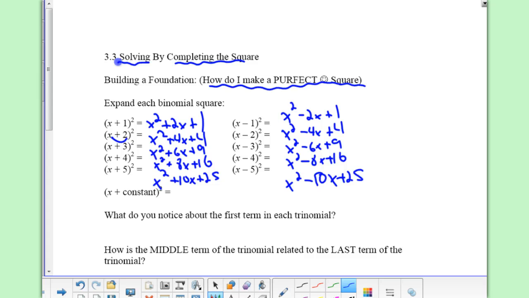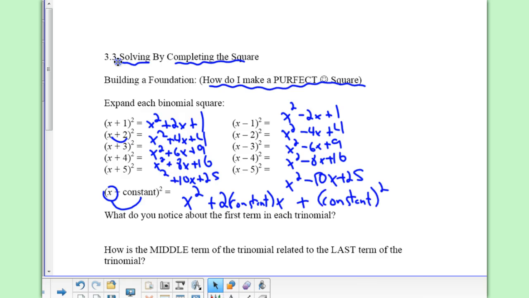So in general, what do we get when we have x plus a constant, squared? Well, we square the first term and we get x squared. We multiply x times the constant and double it, so that would be 2 times the constant times x, and then we would have plus the constant squared. So that's the general rule.